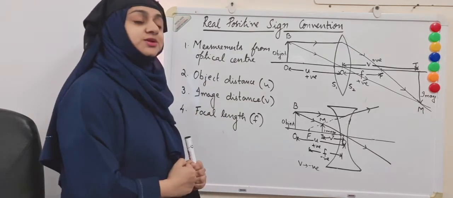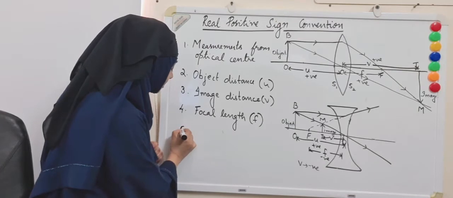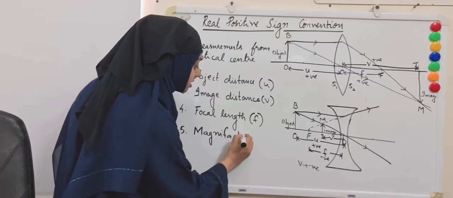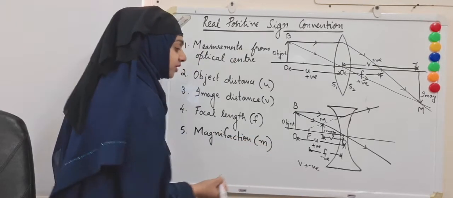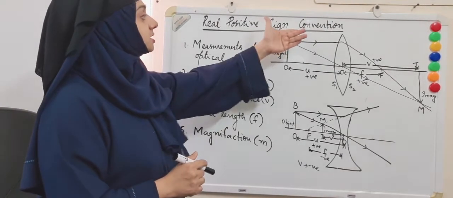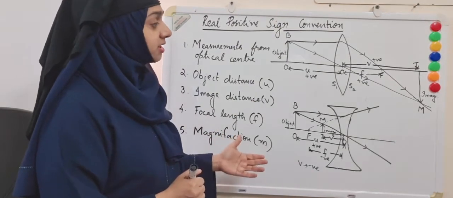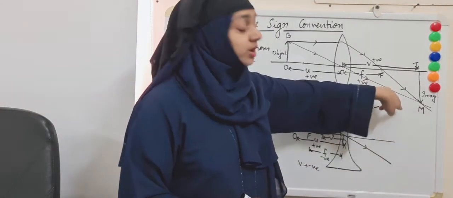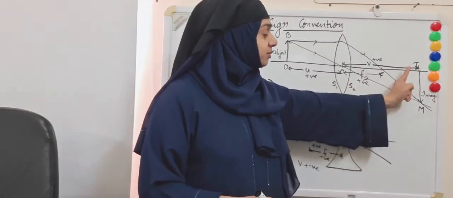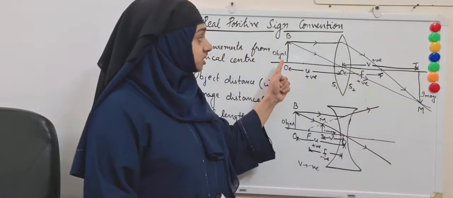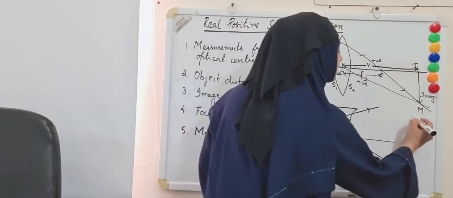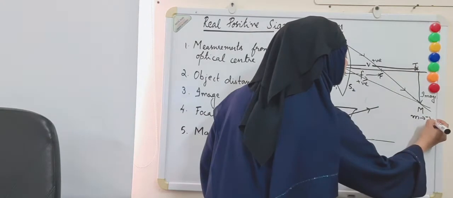There is one more quantity of interest which is called the magnification. Magnification is represented by M. We will later learn the definition of magnification, but at this stage regarding the sign convention, I would like to tell you that whenever the image is inverted, we consider the magnification as negative. So here, is the image erect or inverted? The object is upwards, the image is downwards, so the image is inverted. So the magnification M will be negative.